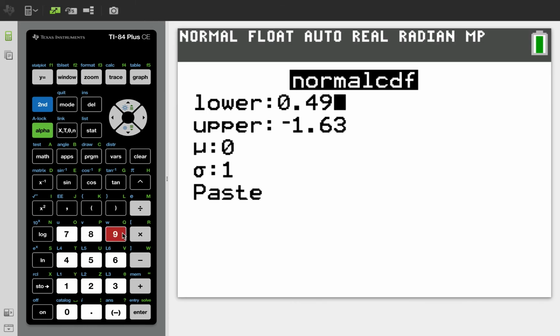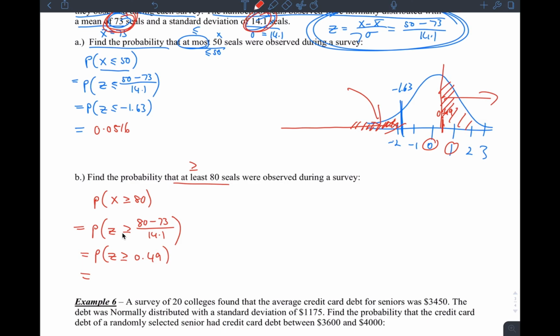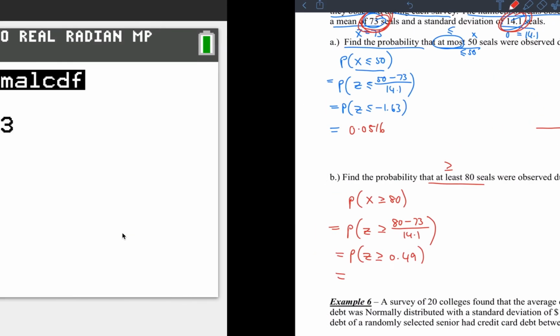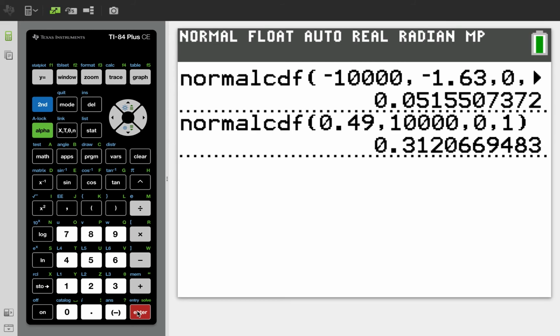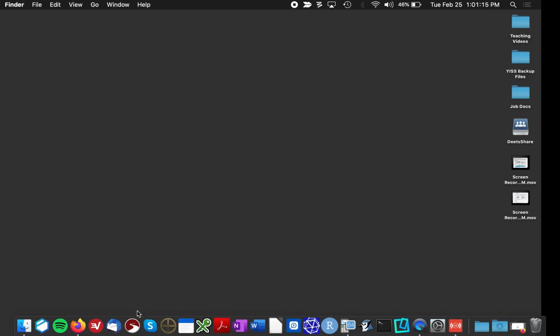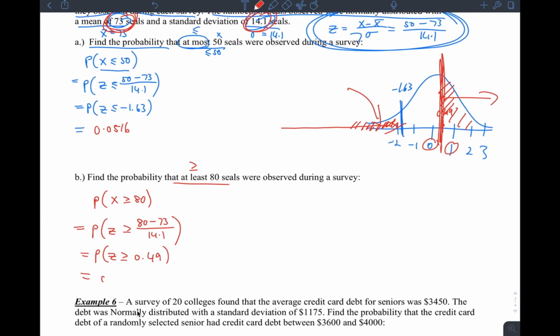Okay. Look at the graph again. This is my lower bound now, right here. And then my upper bound should be infinity, but we can put 10,000 because that's a very, very big number in terms of standard normal distribution standard deviations. Okay. And so if we do this, we get 0.312. If you round to the thousandth or the third decimal, you get 0.312. All right? So there's that.